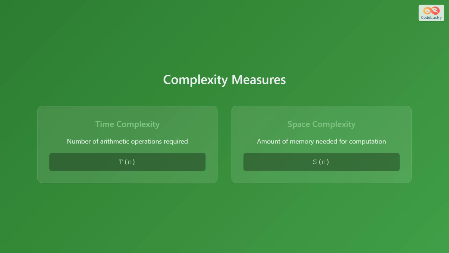We can measure the complexity of algebraic computations using two primary measures. First, time complexity, denoted as capital T of n, which counts the number of arithmetic operations required. Second, space complexity, denoted as capital S of n, which measures the amount of memory needed for the computation.